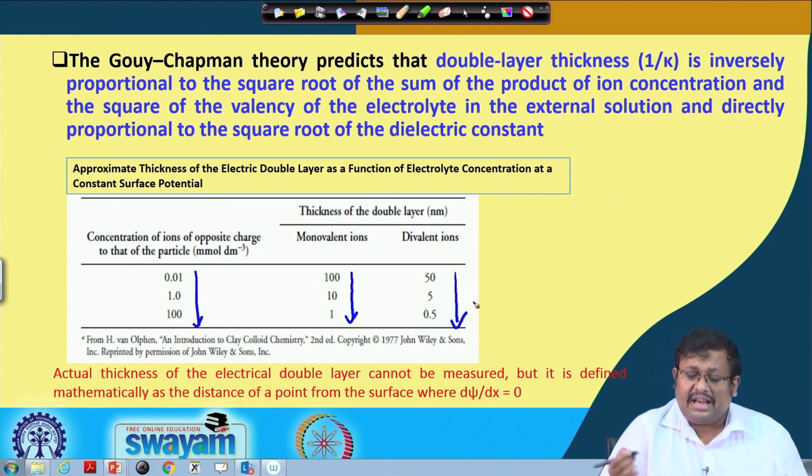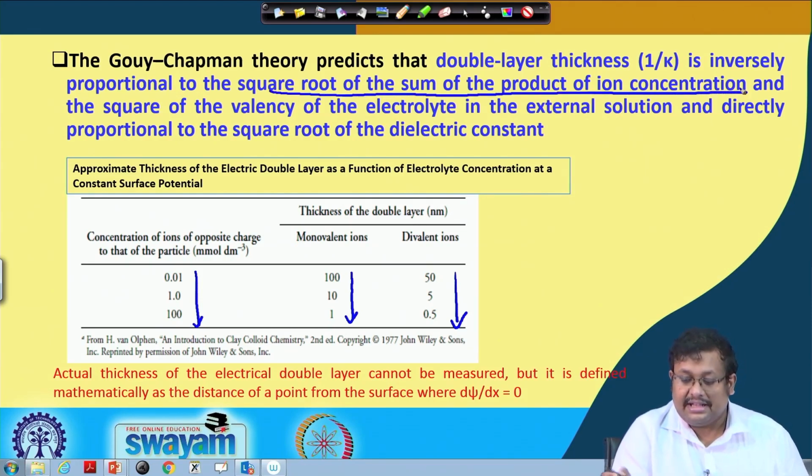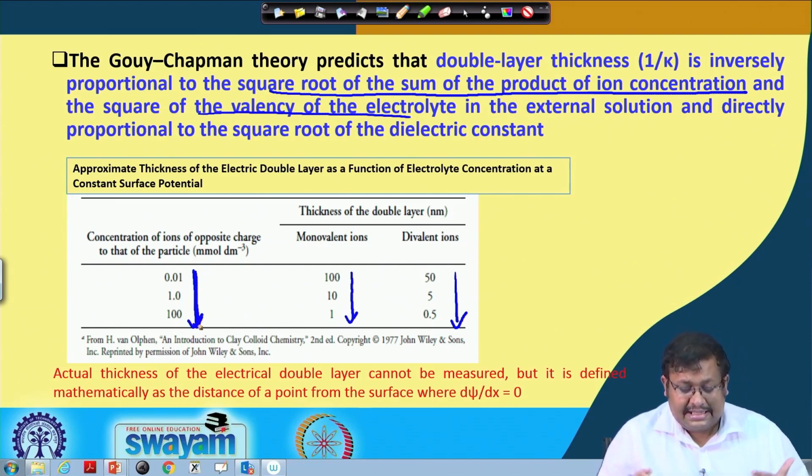And so, the double layer thickness is inversely proportional to the square root of the sum of the product of the ionic concentration and square of the valency of the electrolyte. So, for both the monovalent ion and divalent ion, as you can see, we are increasing the concentration of the opposite charge in the particle. So, if the monovalent cations and divalent cations concentration increases in the solution, obviously the thickness of the diffuse double layer will decrease in both monovalent ions and divalent ions.